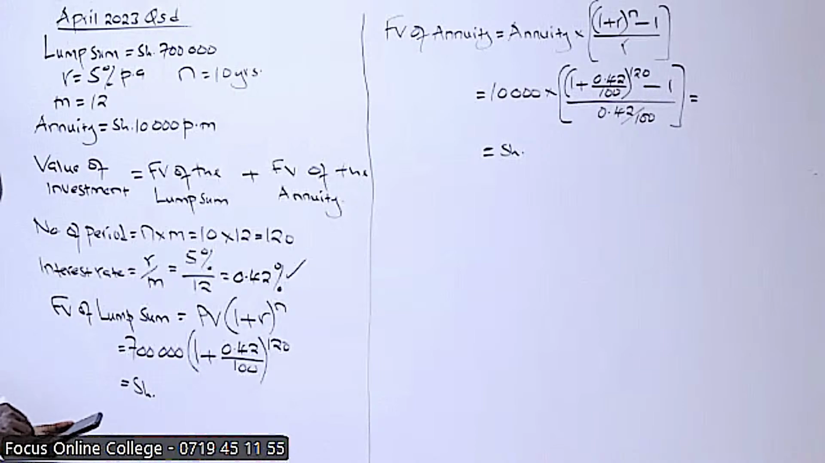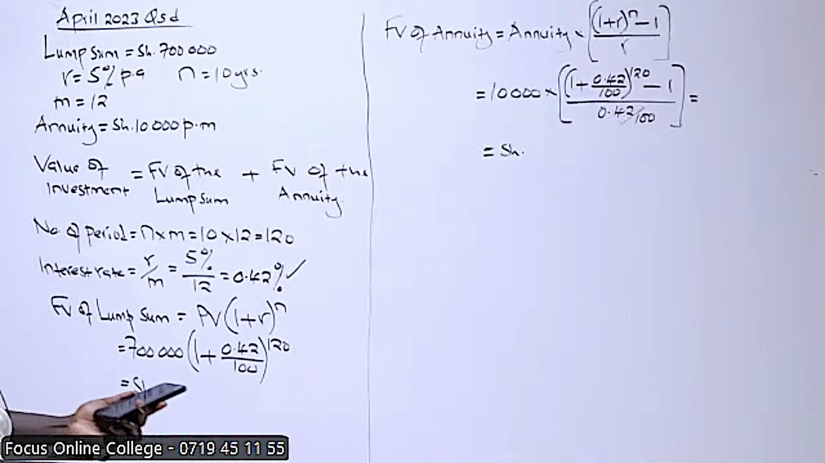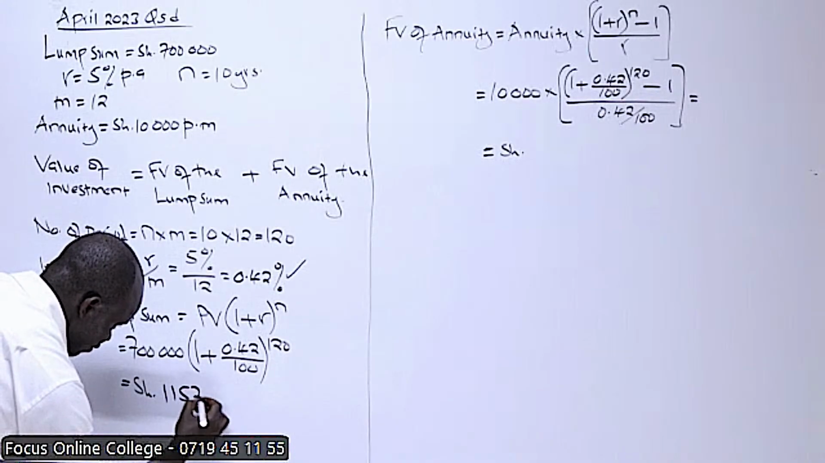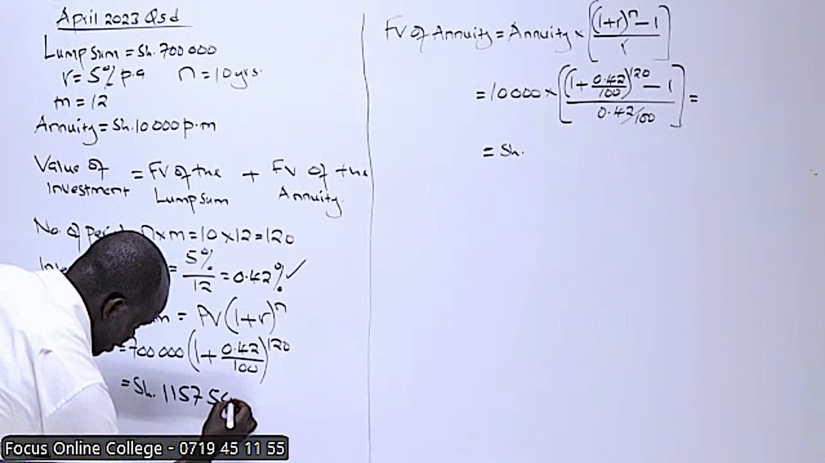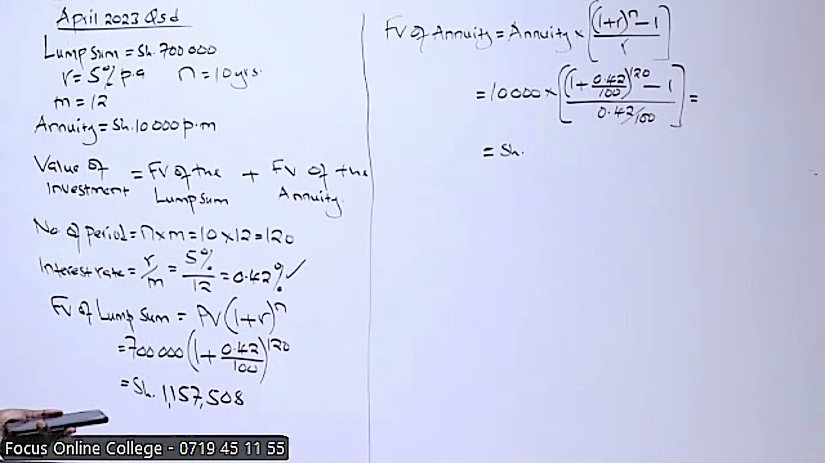So the first one, I'm getting 1,157,508. I don't know what you're getting. Confirm whether you're getting the same. Yeah, that's okay. Let's have the future value of the annuity now.